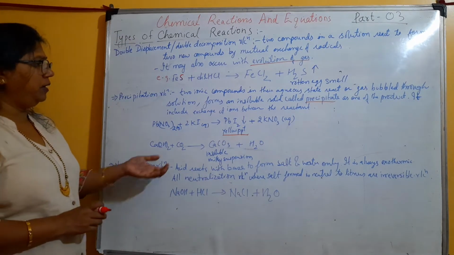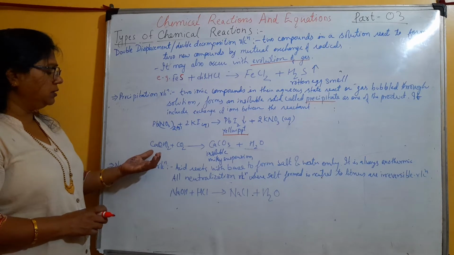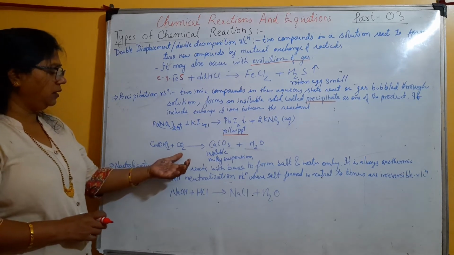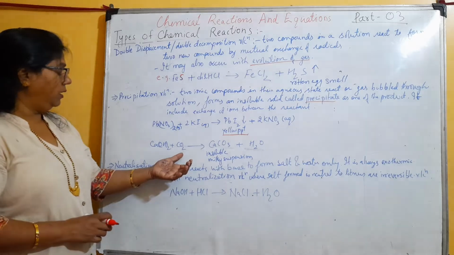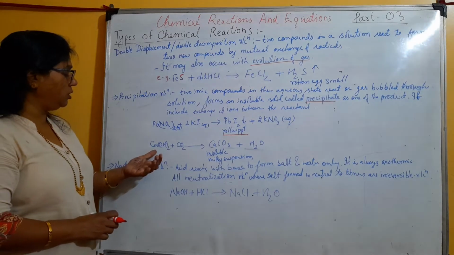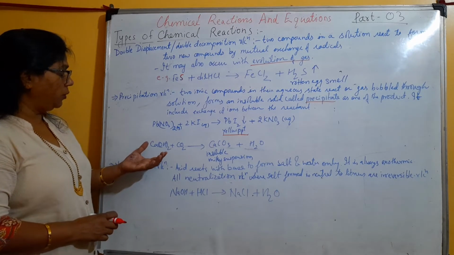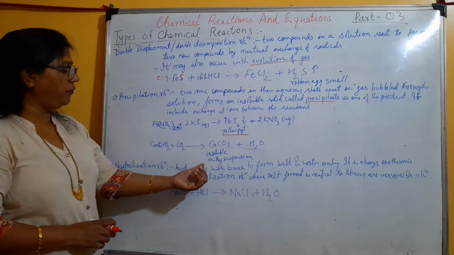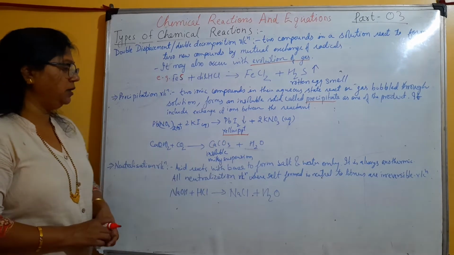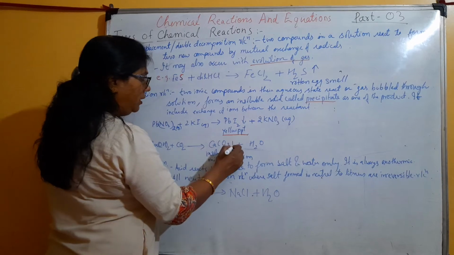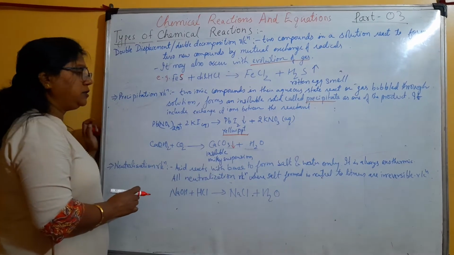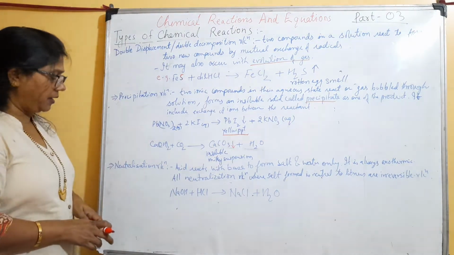One more example where gas is bubbled through solution. Here which gas is taken? Carbon dioxide. It is bubbling through which solution? Slaked lime. You can see there is a formation of insoluble milky suspension as a precipitate, and so this is also an example of precipitation reaction.